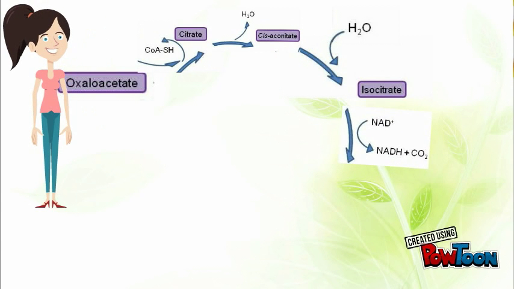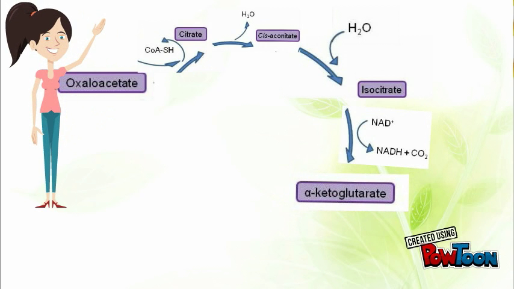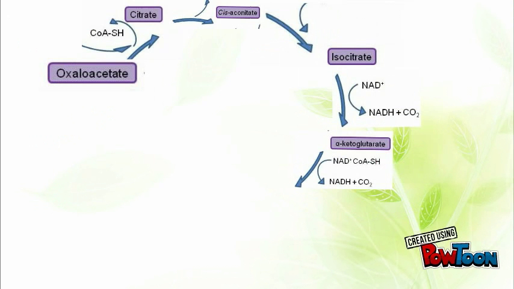In the third step, isocitrate is oxidized and releases a molecule of carbon dioxide, leaving behind a 5-carbon molecule, alpha-ketoglutarate. Step 4. The fourth step is similar to the third. In this case, it's alpha-ketoglutarate that's oxidized, reducing NAD+ to NADH and releasing a molecule of carbon dioxide in the process. The remaining 4-carbon molecule picks up coenzyme A, forming the unstable compound succinyl-CoA.